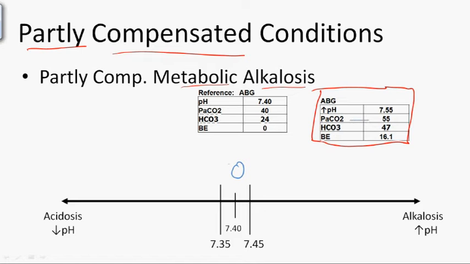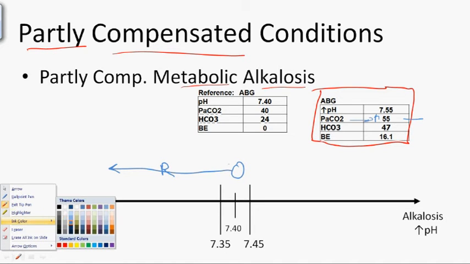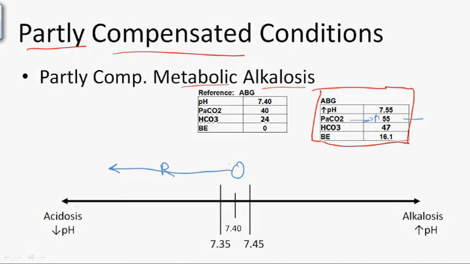So I've got a high CO2. Let's always start with the CO2. That's going to make me acidotic. So let's come over here and plot our respiratory component out. That's going to make me acidotic. I've got a high CO2. Okay, let's take a look here. Now, my pH, though, is actually alkalotic.